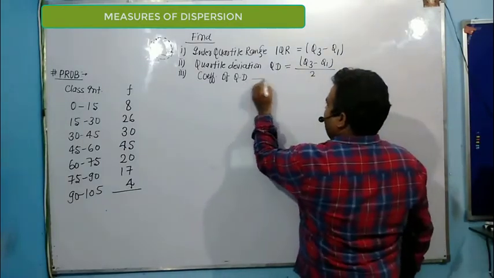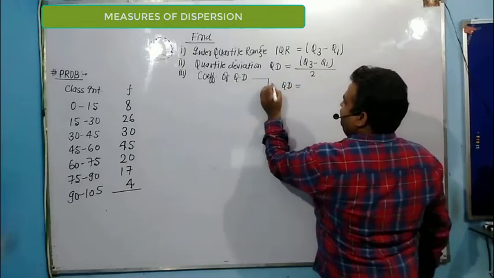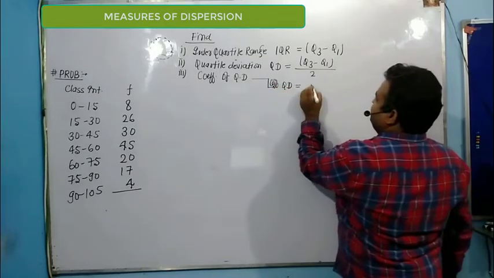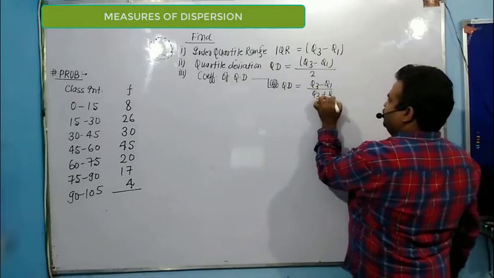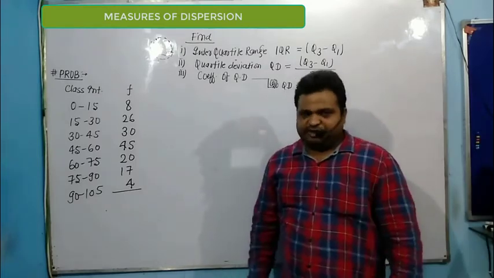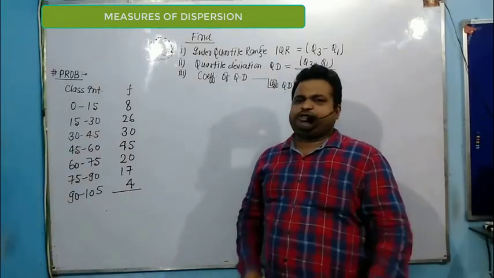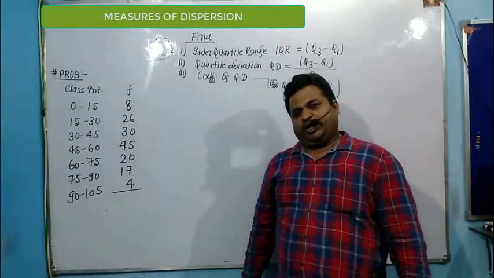Now the coefficient of quartile deviation. The formula is Q3 minus Q1 divided by Q3 plus Q1. So with the help of this, you can calculate the coefficient of quartile deviation. But before you start, one should know the formula of Q1 and Q3.